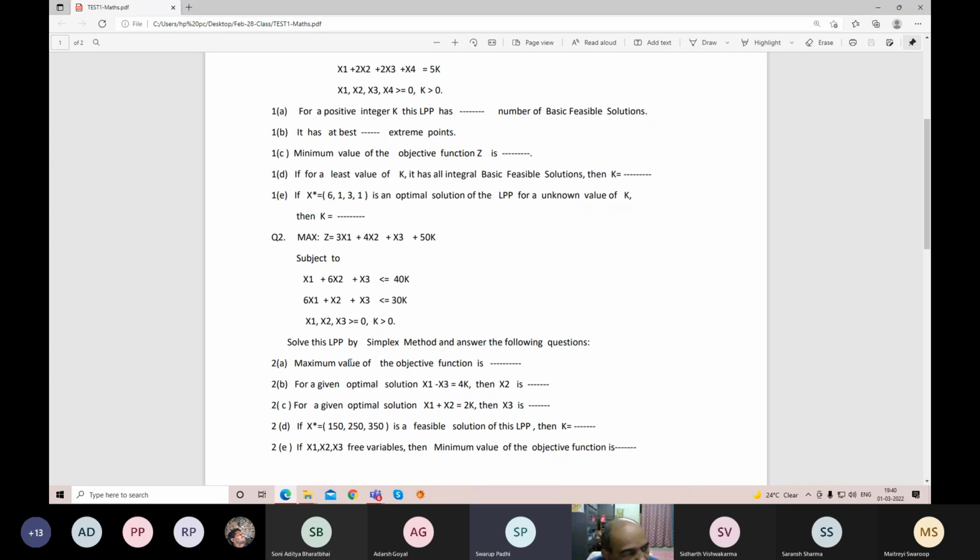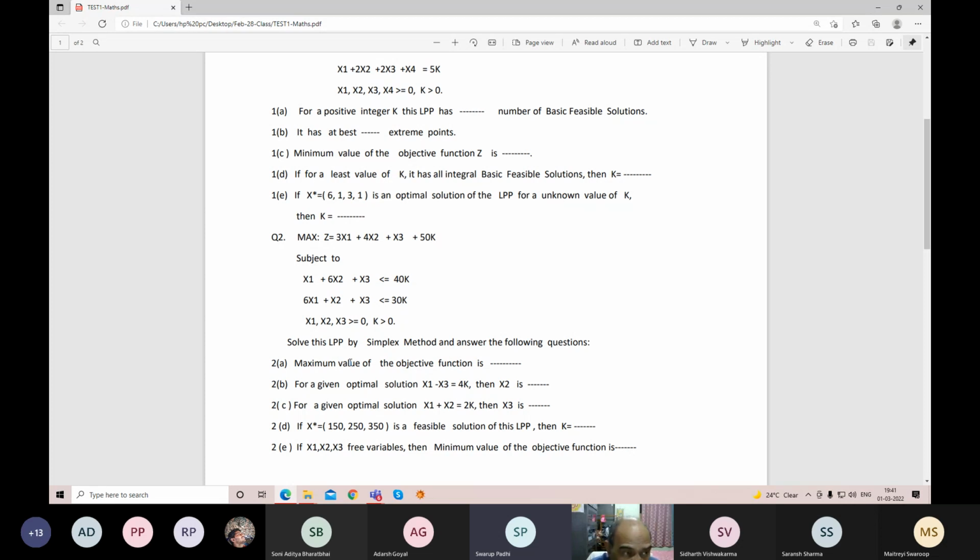x1 plus x2, let us say, equal to 10. I'm saying it for simplicity: x1 plus x2 equal to 10. One equation only, and we want to maximize x1 plus x2 and minimize x1 plus x2. Free variable or not free variable? What will happen to that?